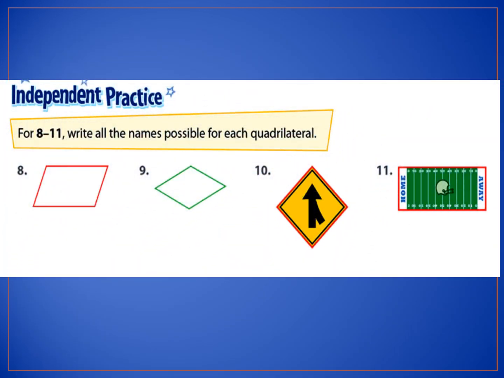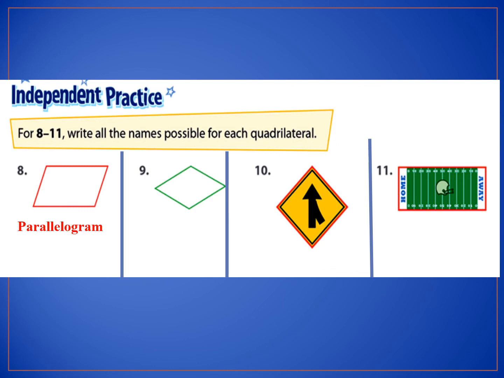Next question, write the possible names for each quadrilateral. Of course, this one is a parallelogram, and a quadrilateral because it has 4 sides and 4 angles. What about question 9? All of the sides here are the same as you see. So this will be a rhombus exactly, and it has 2 pairs of parallel sides, and we knew that the rhombus is a special parallelogram, so we can name it also as a parallelogram, and because it has 4 sides and 4 angles, it's going to be named a quadrilateral.